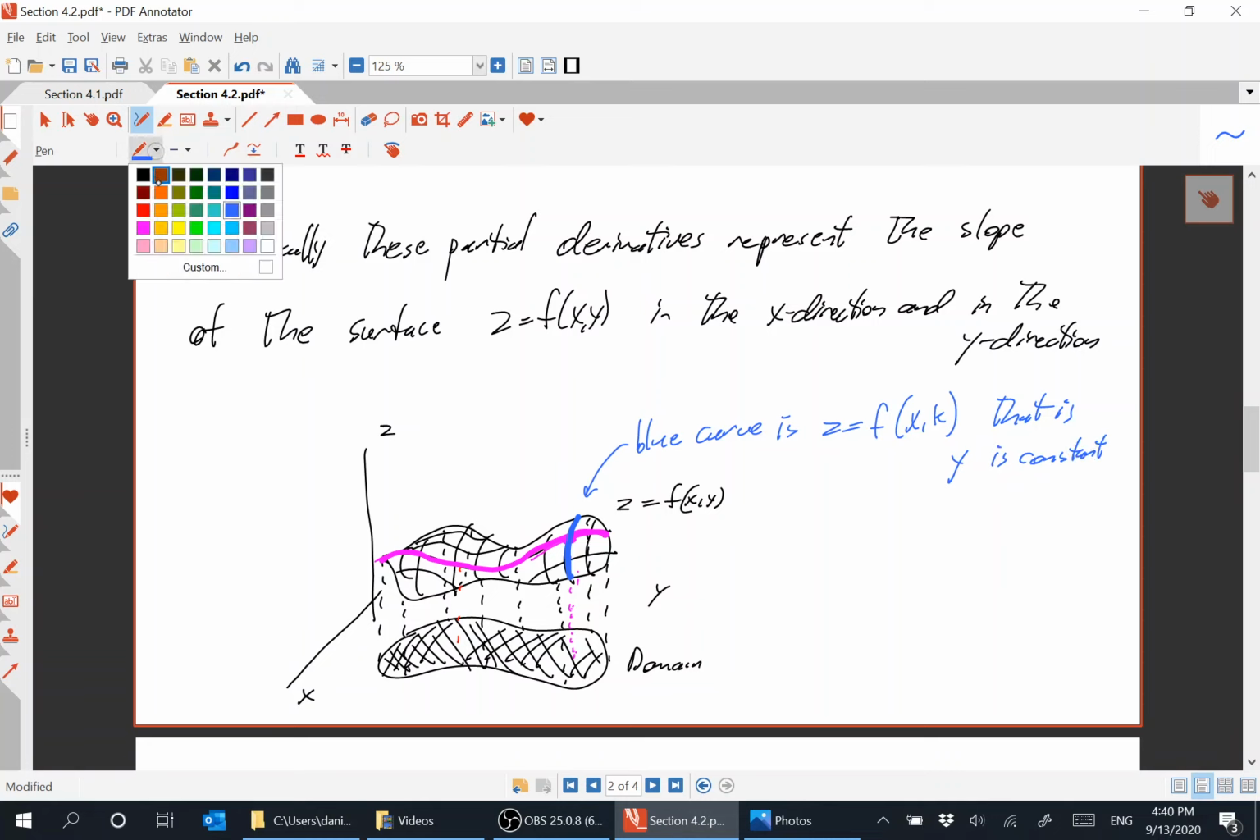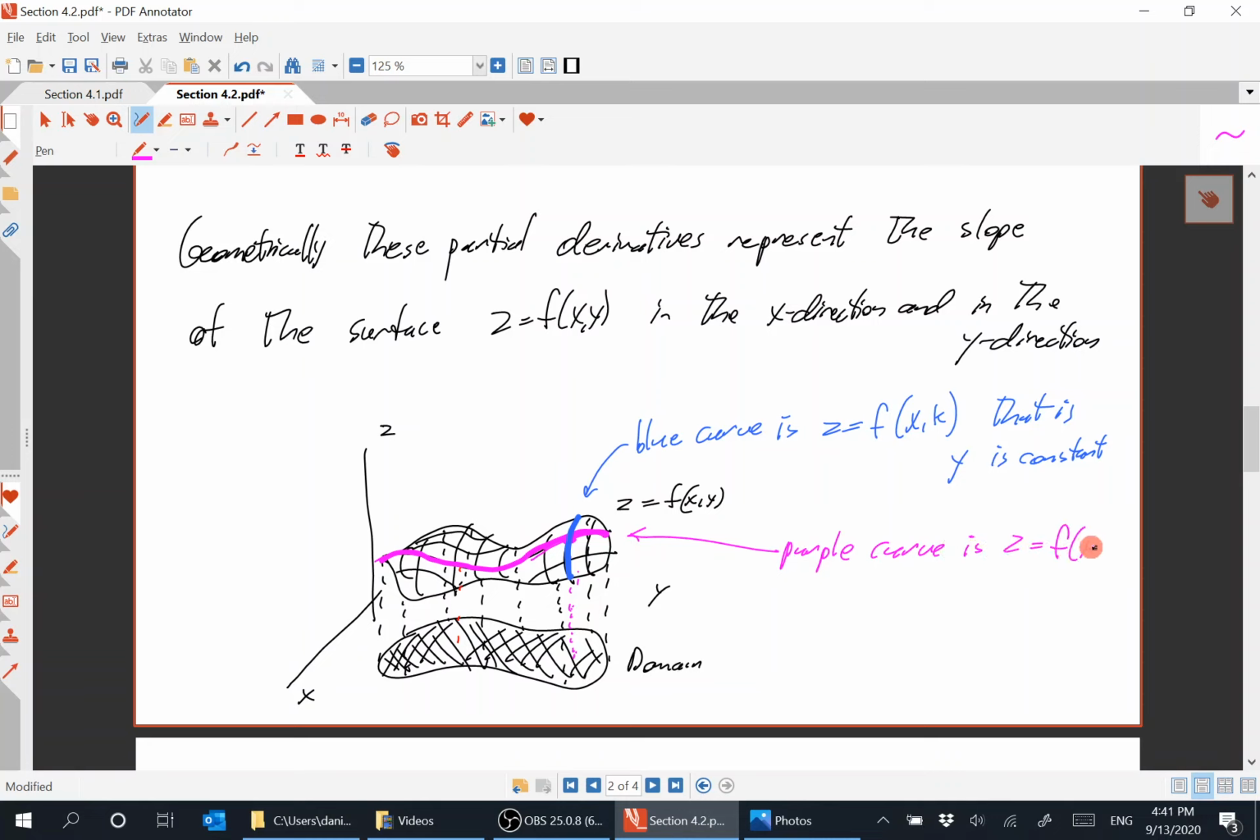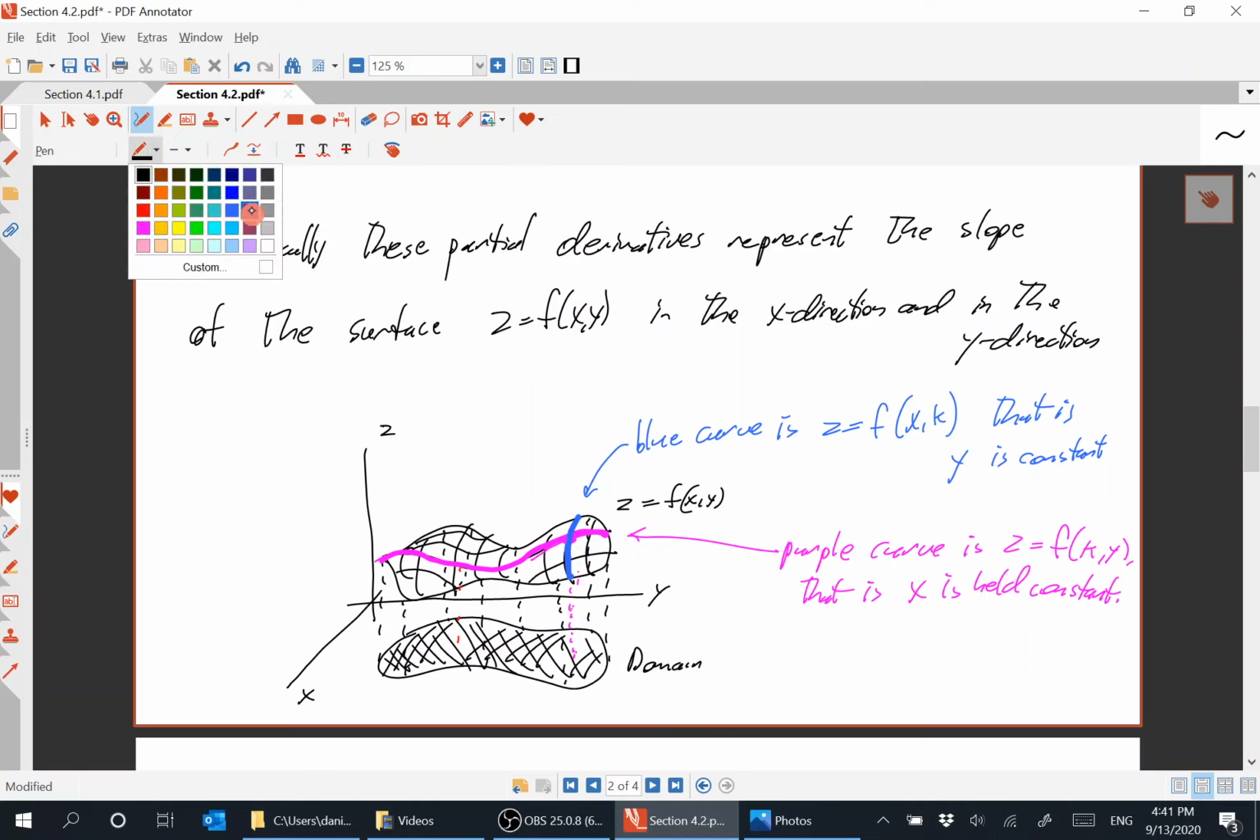And the purple curve is z equals f(k, y), that is, x is held constant. Right? x is held constant, and then we vary y. Y goes in that direction. So x is held constant, and we're varying y. For this one, y is held constant, and we're varying x. So there should be a slope there.